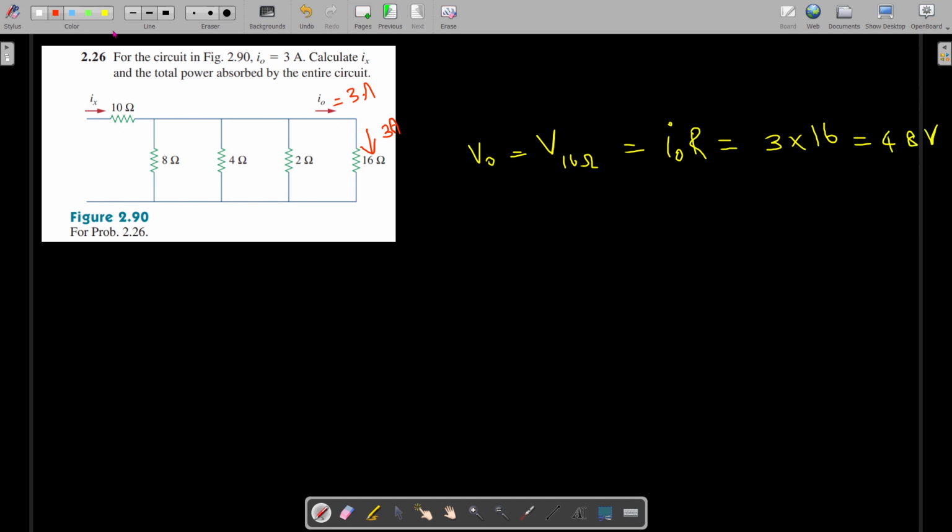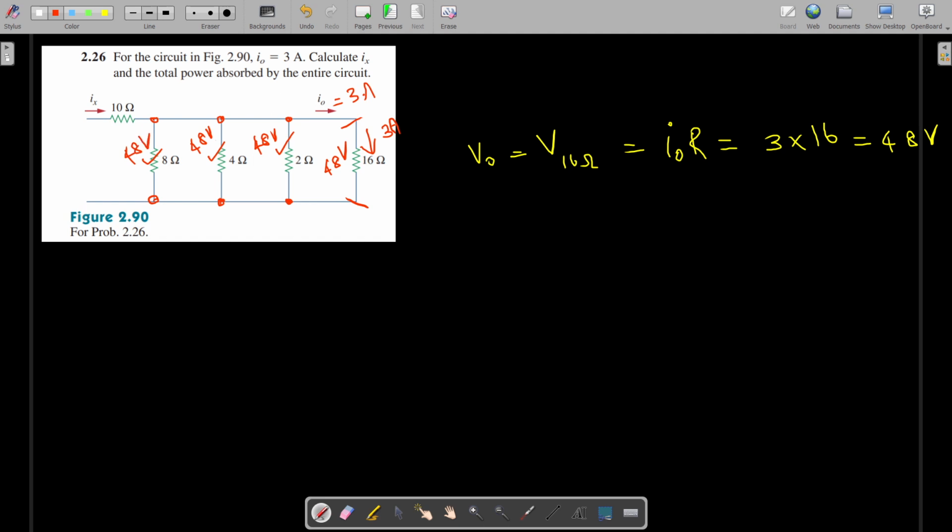So the 48 volts will be available across this 16 ohm resistance. And here we can see that this 2 ohm resistance, this 4 ohm resistance and this 8 ohm resistance are in parallel with the 16 ohm. So across these resistances also the same voltage exists. That means this 48 volts will be existing across these resistances also because they are in parallel.